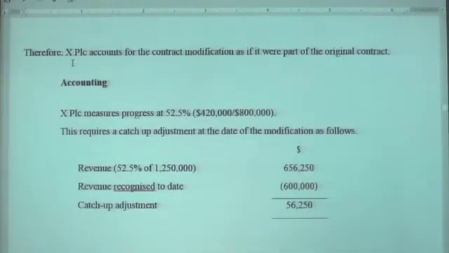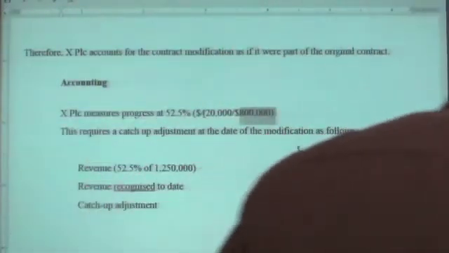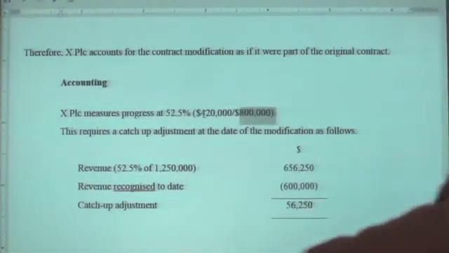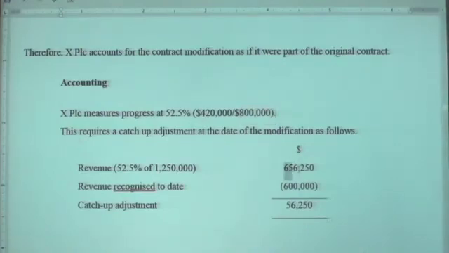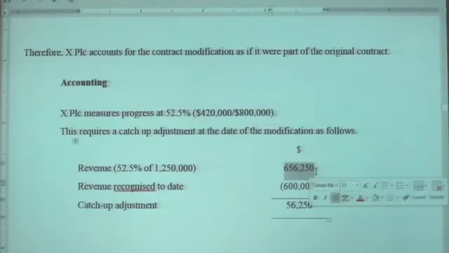XPLC accounts for the contract modification like this. Due to the new cost incurred, the total cost is now 800,000. Now 420,000 was incurred at the end of the first year. As a percentage, it is reduced from 60 to 52.5. Clear? Therefore, revenue shall be recognized under the new rate: 656,250. Got it?